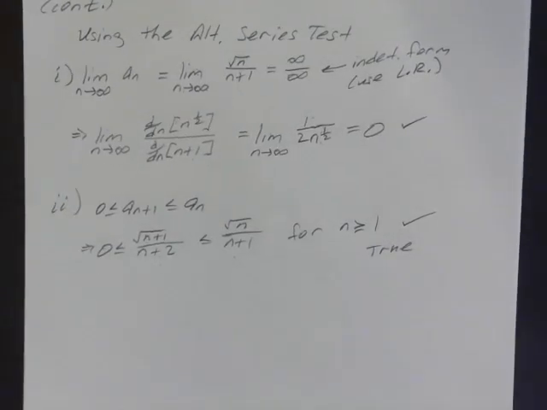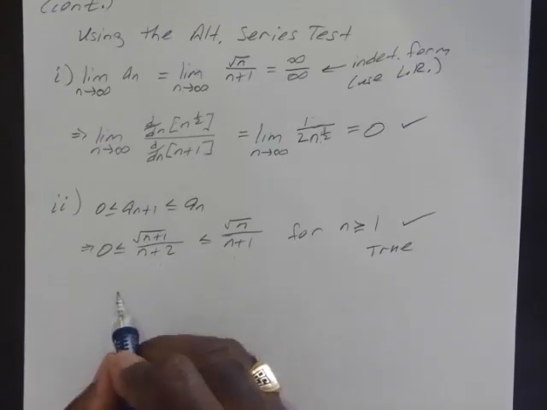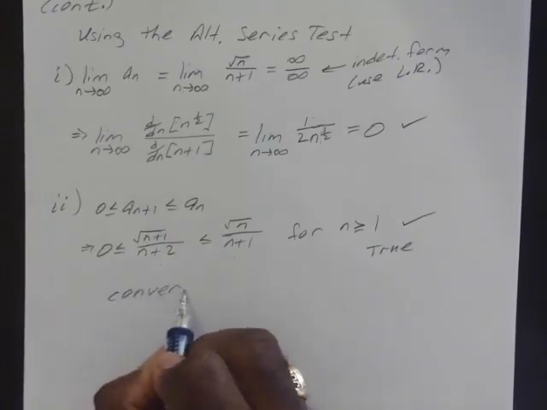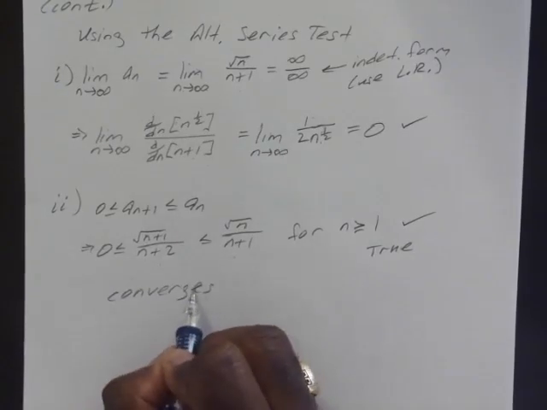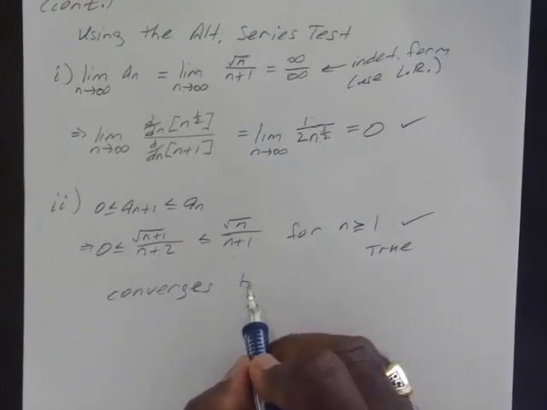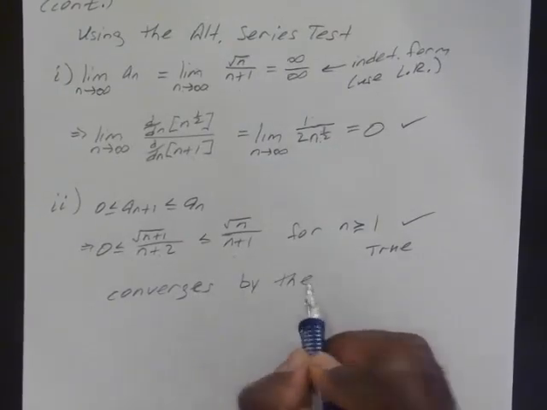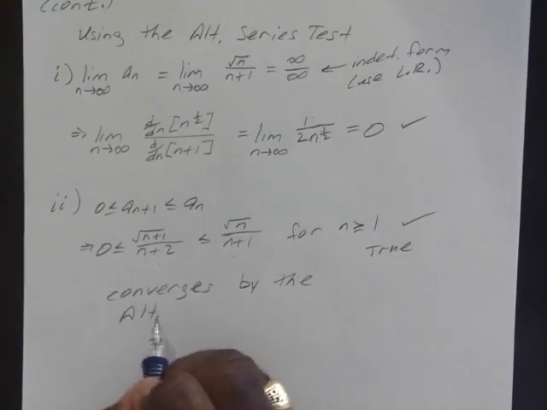Okay, so we know that this converges. So we couldn't use the ratio test, but we know it converges by the alternating series test.